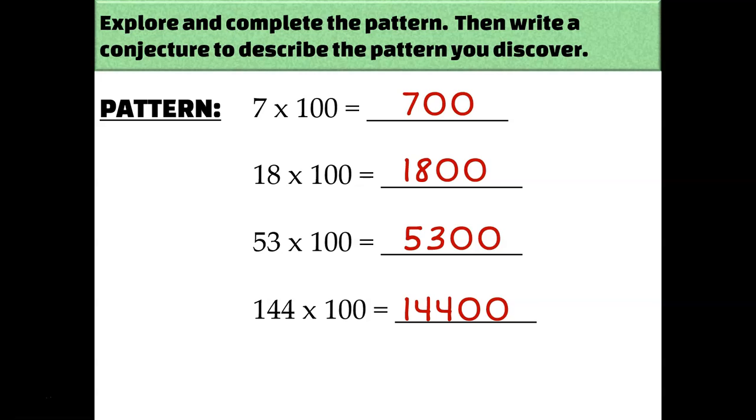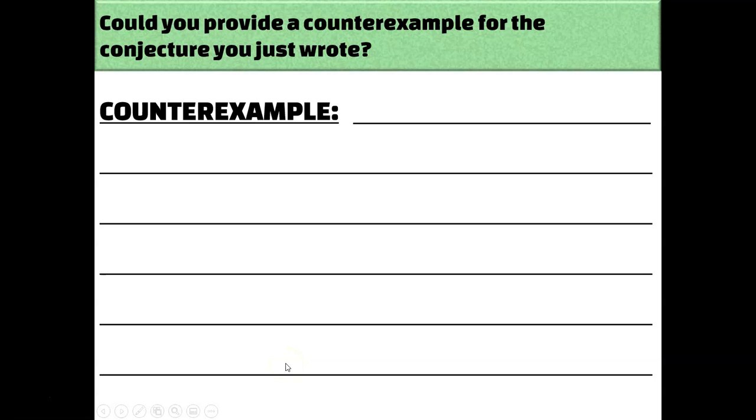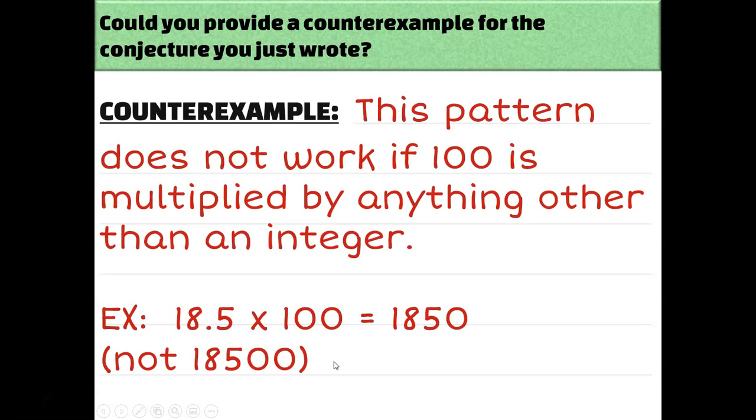So you might have made a conjecture that looks something like this. If you multiply any number by 100, the product will be a number whose first digits are the number that 100 was multiplied by, and the last 2 digits will be zeros. But can you find a counterexample if your conjecture looked like mine, if it wasn't specific enough? Mine, the way that I have it right now, is not quite good enough because this pattern doesn't work for decimals. You would expect this to be 18,500, but because it has a decimal, it actually is just 1850.